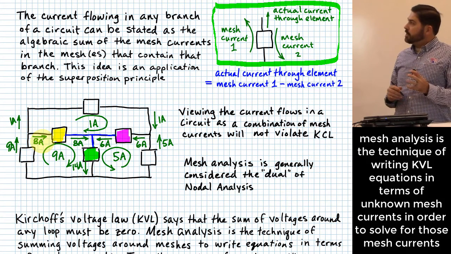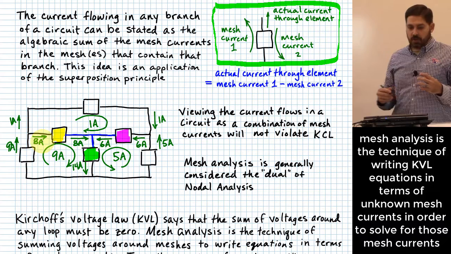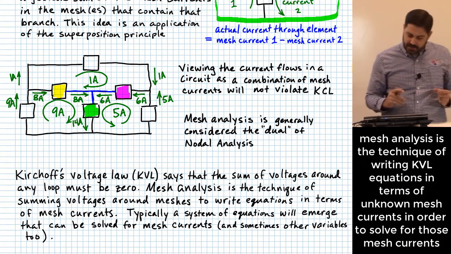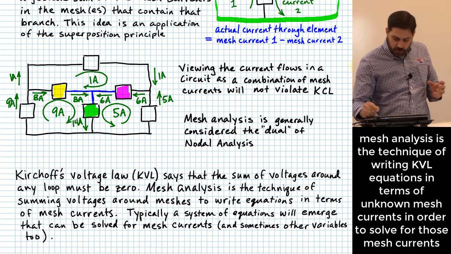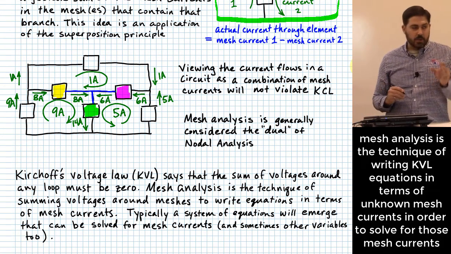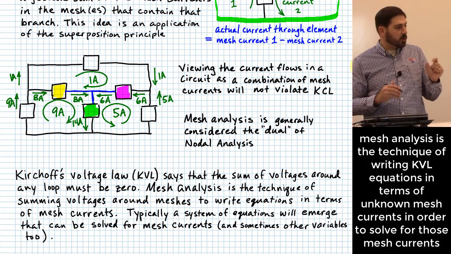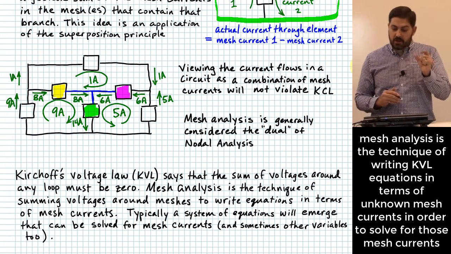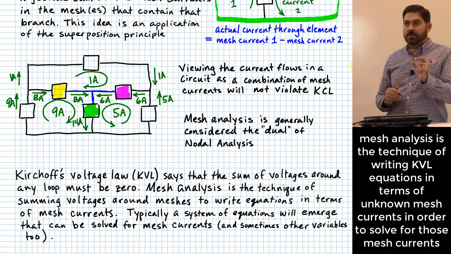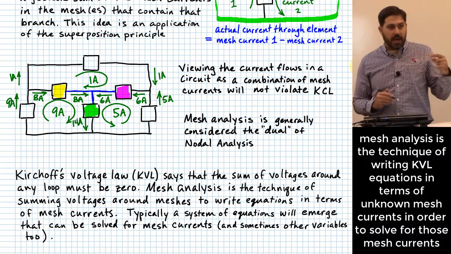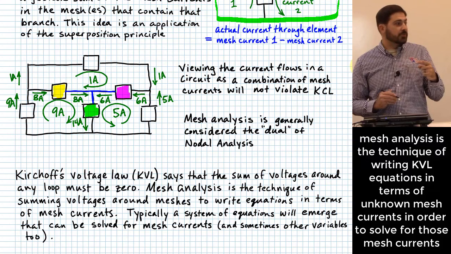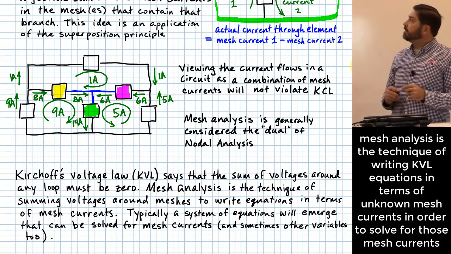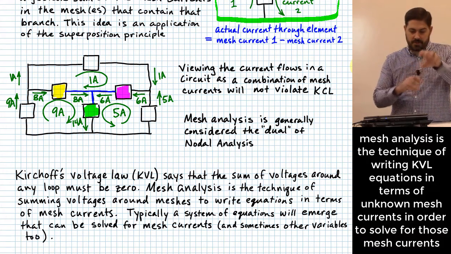Now what we need to do is think about using Kirchhoff's voltage law. What mesh analysis is, is that you take Kirchhoff's voltage law and you apply it individually to each one of your mesh loops. When you do that, you do it in terms of the currents that flow in each branch of the circuit, right? So if you have a resistor and you define a particular current that's flowing in 2 different meshes, right?